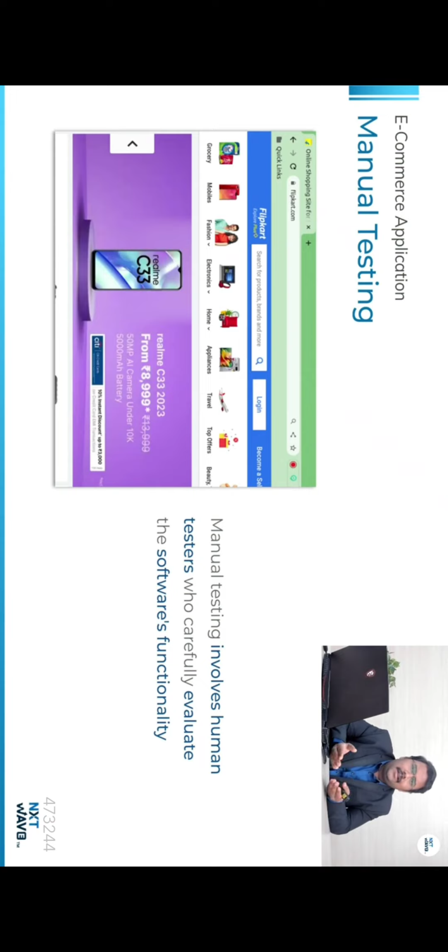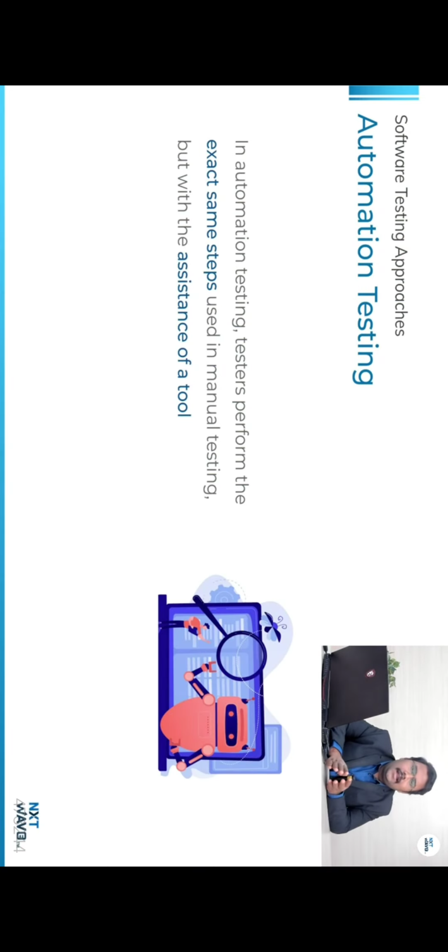In other words, manual testing basically involves human testers who carefully evaluate the software's functionality and they follow a series of steps, right? On the other hand, instead of manually executing each step, automation testing allows us to break them down into systematic steps, or you can also call all of the steps a test scenario, right? This is usually done with the help of a tool.